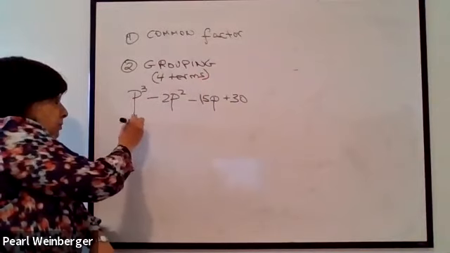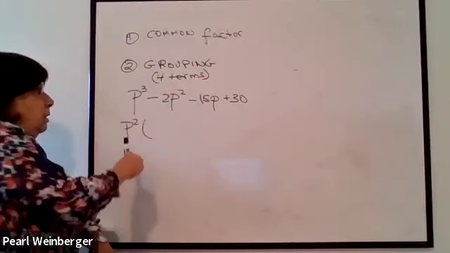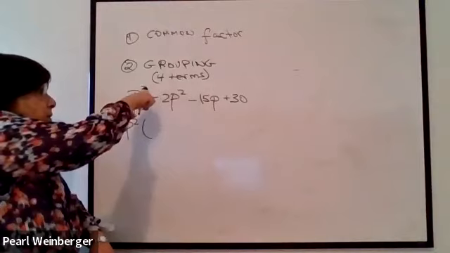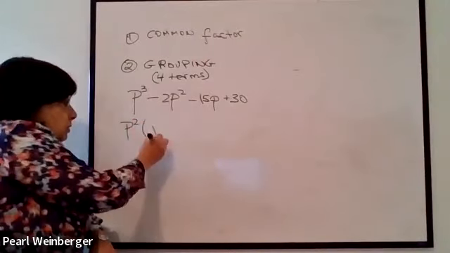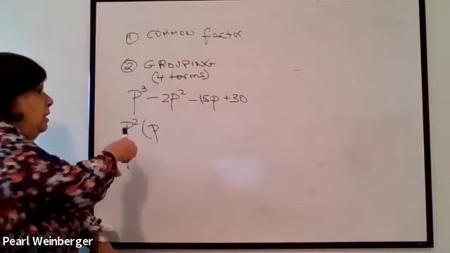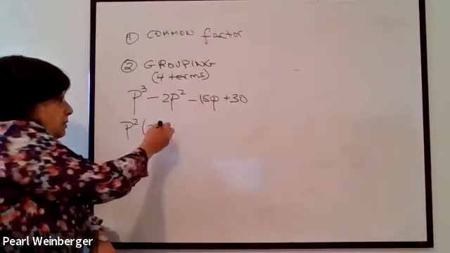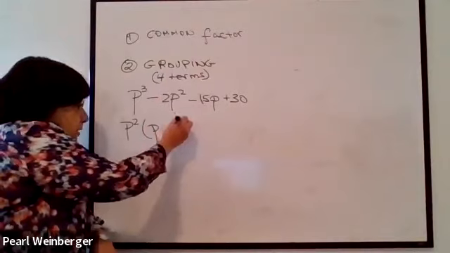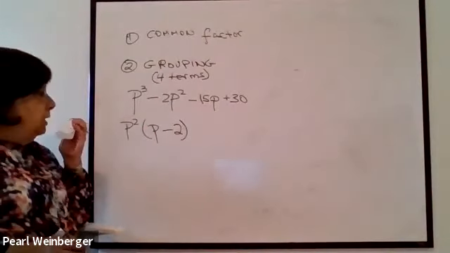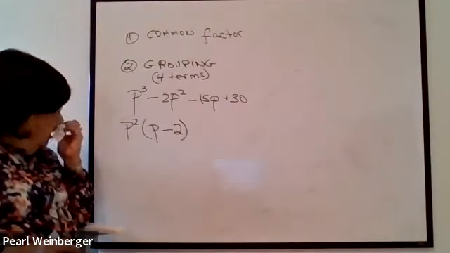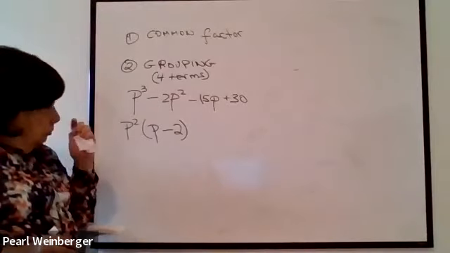I'm going to put a p squared on the outside, and p squared into p to the third, 3 minus 2 is 1, so that's just plain p. And p squared into negative 2p squared, the p squareds cancel out, and that gives me p minus 2. That's my first group. Common factor in my first group.